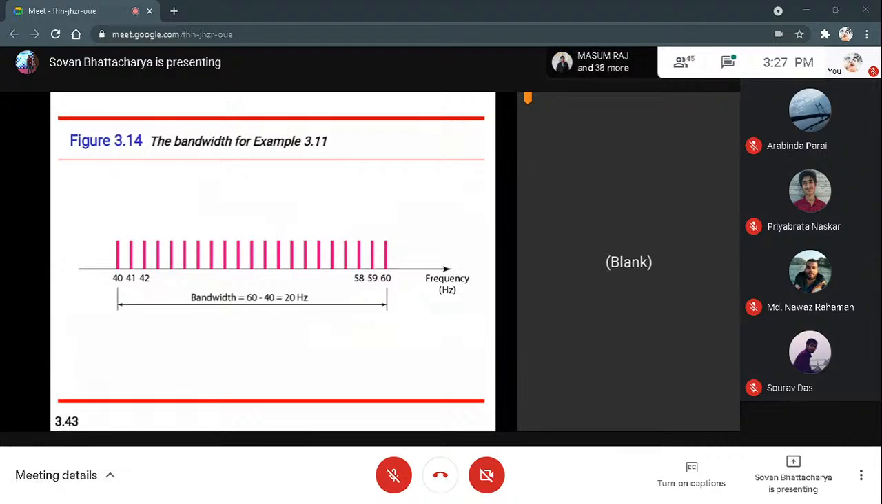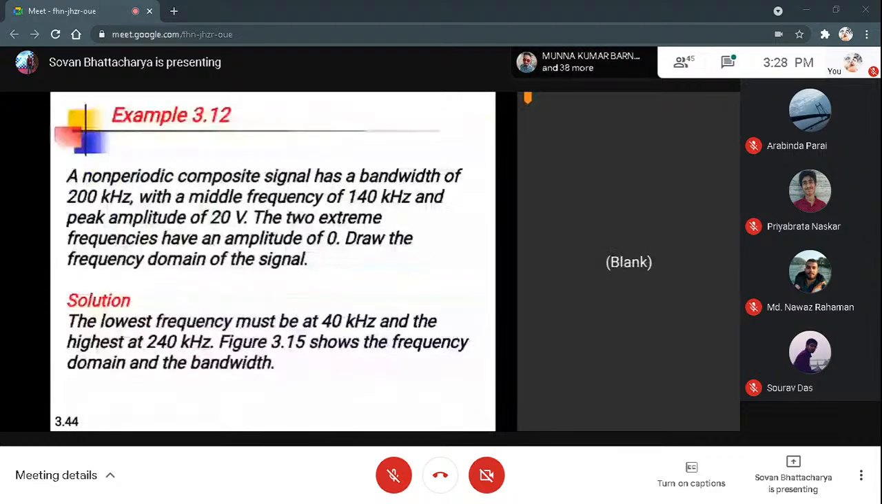Now with the middle frequency of 140 and the two extreme frequencies of 0, draw the frequency domain of the signal. The bandwidth is how much? 200. And the middle portion of the frequency is 140. So what is the higher frequency?